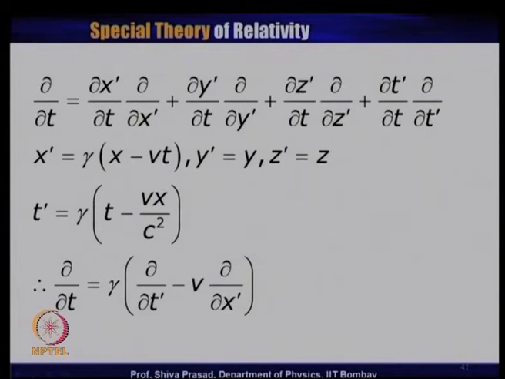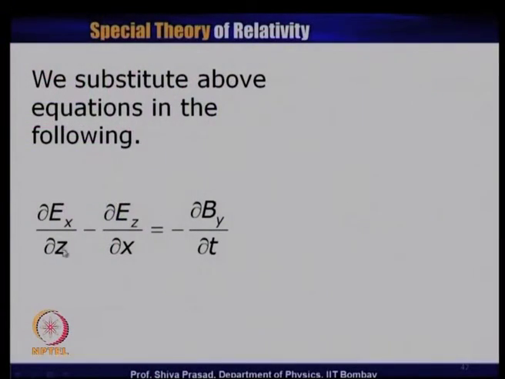Again, del t will be different from del t prime. I use exactly the same thing. Again, you can work it out yourself. Del t will turn out to be equal to gamma del t prime minus v del x prime. So now I know how to replace these partial derivatives from the S frame to the S prime frame of reference.